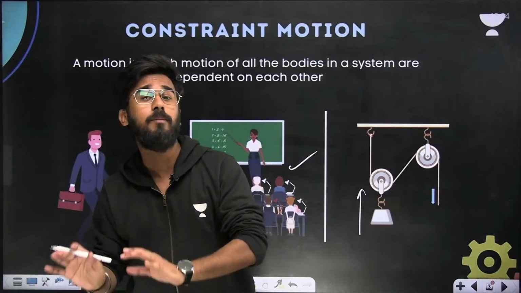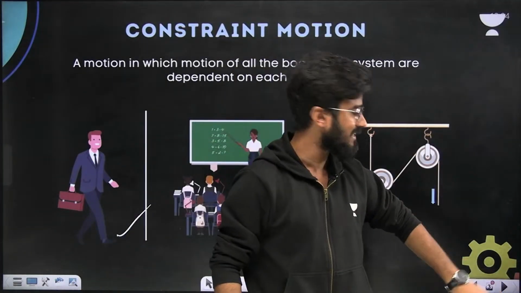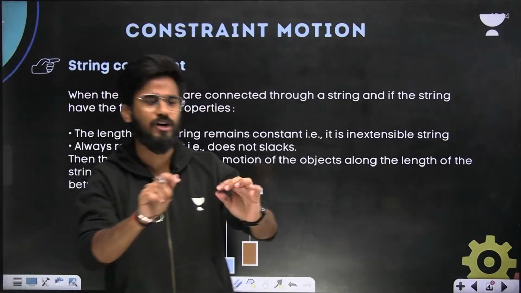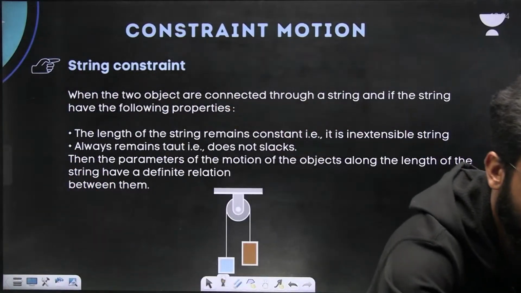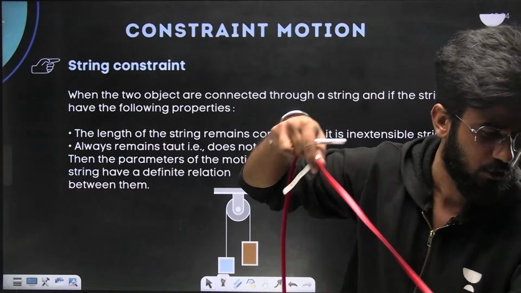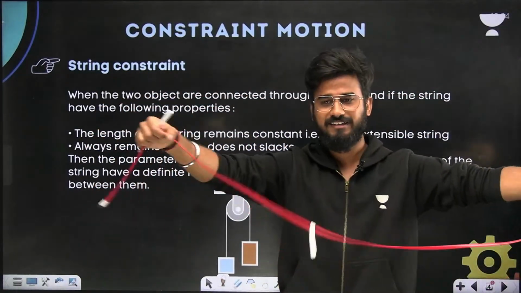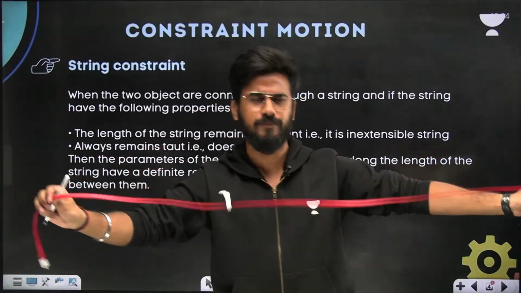First of all, we talk about the string constraint. What is a string constraint? First of all, let me tell you one thing about the string. String is some kind of rope or whatever it is. Let me take one string for you. Suppose that this is the string of my charger, the cable of my charger. So this is just a string.